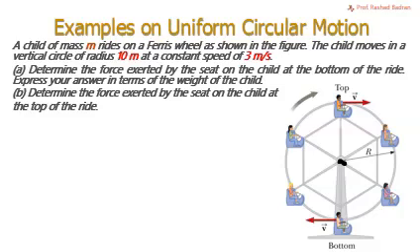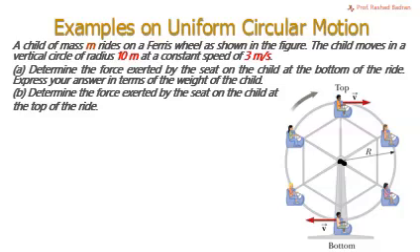Now, a child, as you can see, is seated in this Ferris wheel as shown in the diagram. The radius of the Ferris wheel is 10 meters. The speed is 3 meters per second.